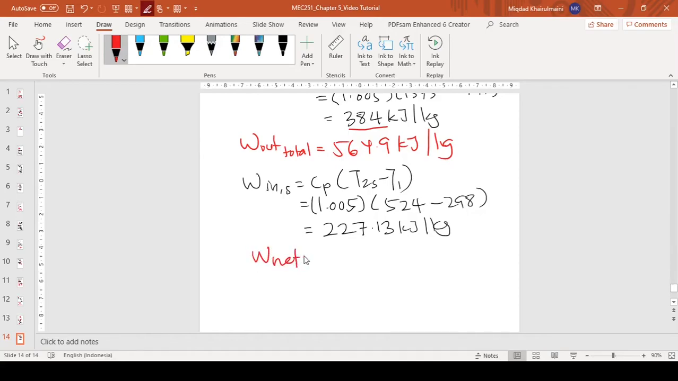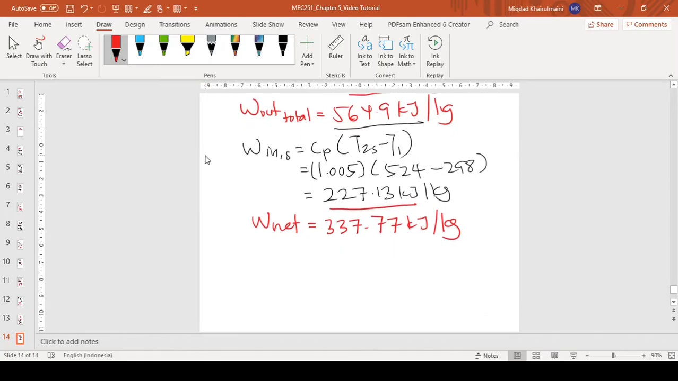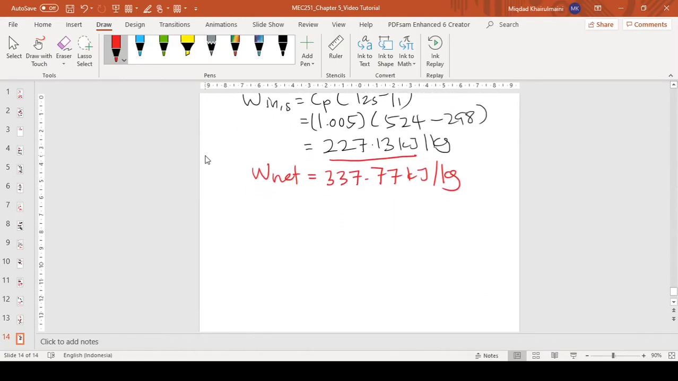This value minus this value, we can solve for work net: 337.77 kilojoules per kg. Alright, so next we have to calculate the amount of heat added. The amount of heat added, Q in total, we have already written the equation just now.